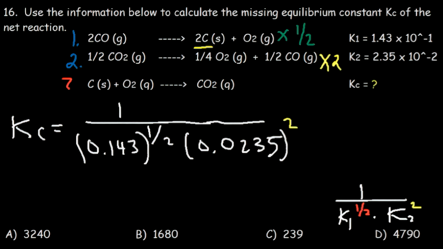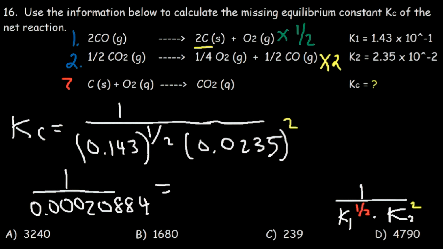So 0.0235 squared, that's like 5.52 times 10 to the minus 4. And if we multiply that by 0.143 raised to the 1/2, you should get 0.000208884. So 1 divided by that number is approximately 4788. So this rounds to about 4790. So D is the right answer. So that's how you can find the K value of a third equation using the first two equations.